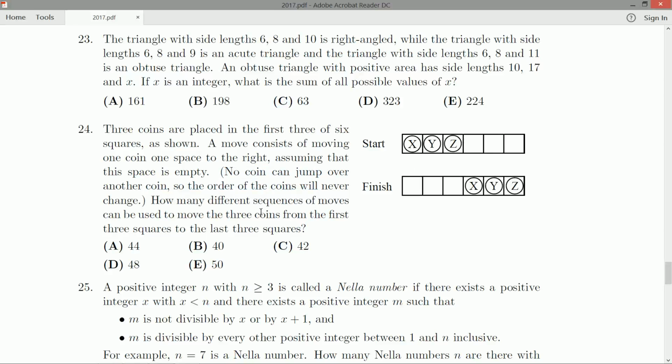How many different sequences of moves can be used to move the 3 coins from the first 3 squares to the last 3 squares? Okay. So that's the goal. And we've got some options here, 44, 40, 42. So we should be expecting something in the 40s, maybe 50.